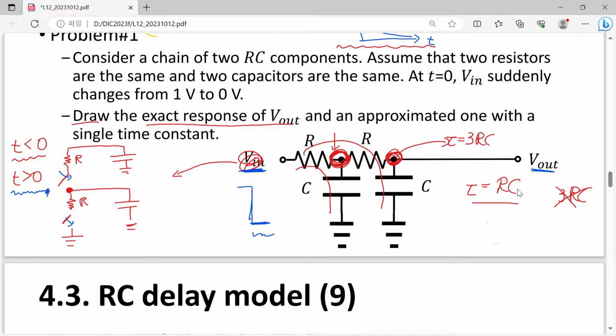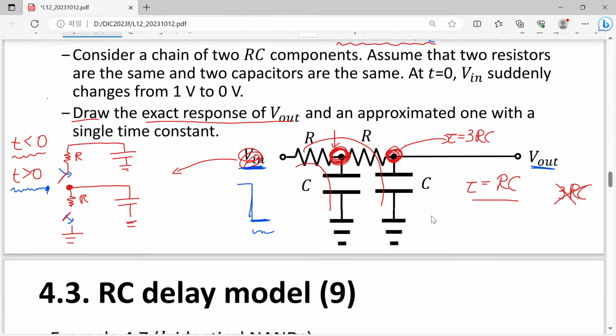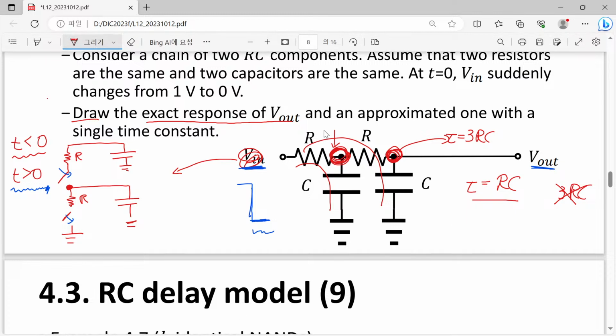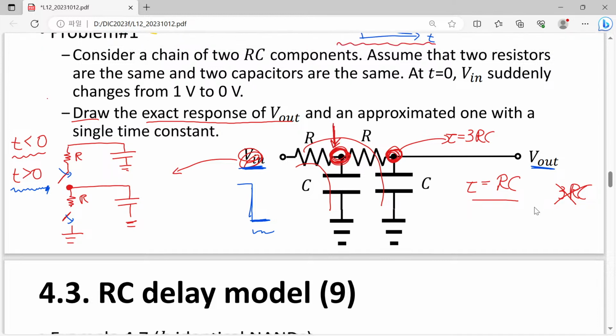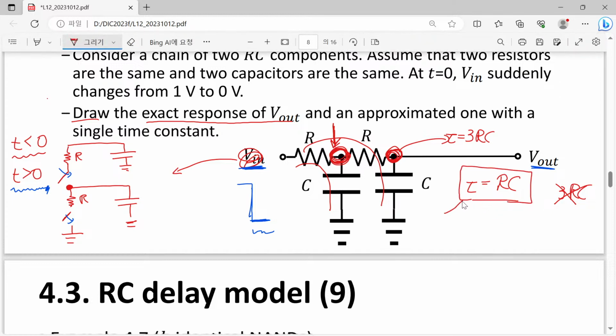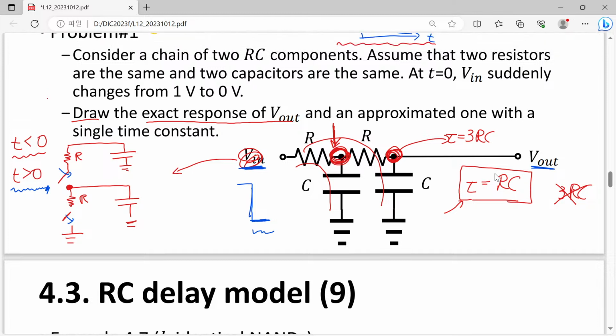So my suggestion is that, as problem number 2, this is worthwhile to assign as another problem. For problem number 2, please draw the exact solution for this node voltage and also draw your waveform following just tau equal to RC. Then you will find how good or how bad it is. Okay? So are you with me? So please check. That is quite interesting.